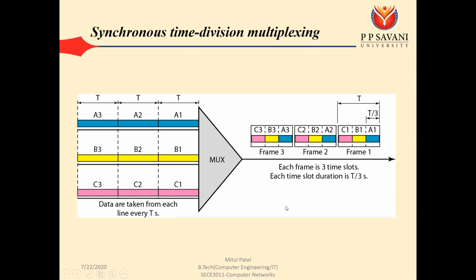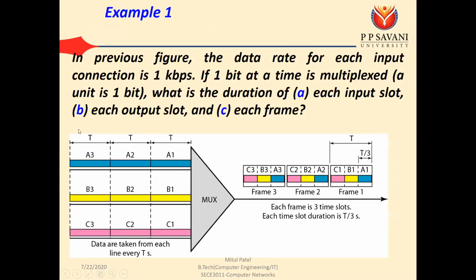Okay, so let's take one example. Let's say in this previous figure, the data rate for each input connection is 1 kbps. Okay, so each input connection is 1 kbps, and we have three connections. Right now we have three input connections, and what is the data rate on them? 1 kbps. The first channel is 1 kbps, the second channel is 1 kbps, and the third channel is 1 kbps.